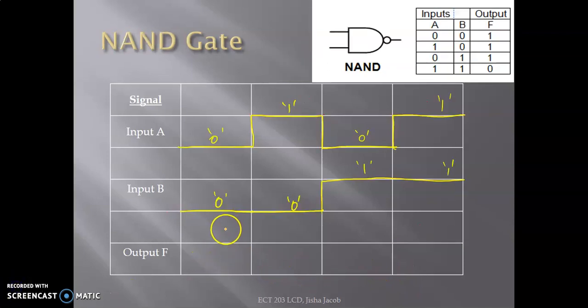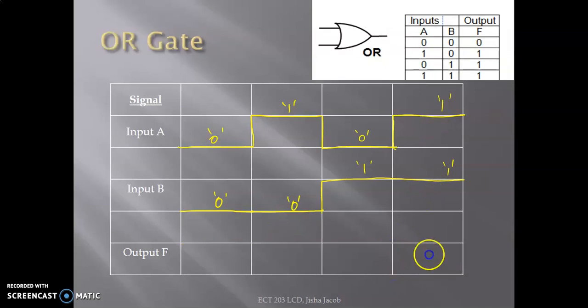Let's do a NAND gate next. Whenever you see a 0 in the input, the output becomes a 1. That's how the NAND gate works. So I have 0, 0 output is 1, 1, 0 output is 1, 0, 1 also output is 1, all at 1. And when the input is 1, 1, the output is 0.